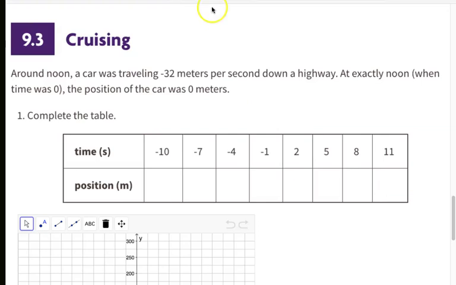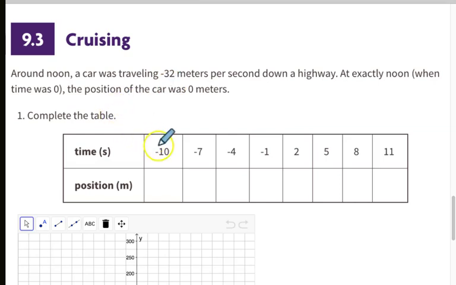Going cruising. Okay, around noon, a car was traveling at negative 32 meters per second down a highway. At exactly noon, when the time was at 0, the position of the car was 0 meters. Complete the table. Well, we know the time is negative 10 here, or negative 7, and it is going negative 32 meters per second. That means that we have to multiply the time by how fast it's going, its velocity, in order to find its position.